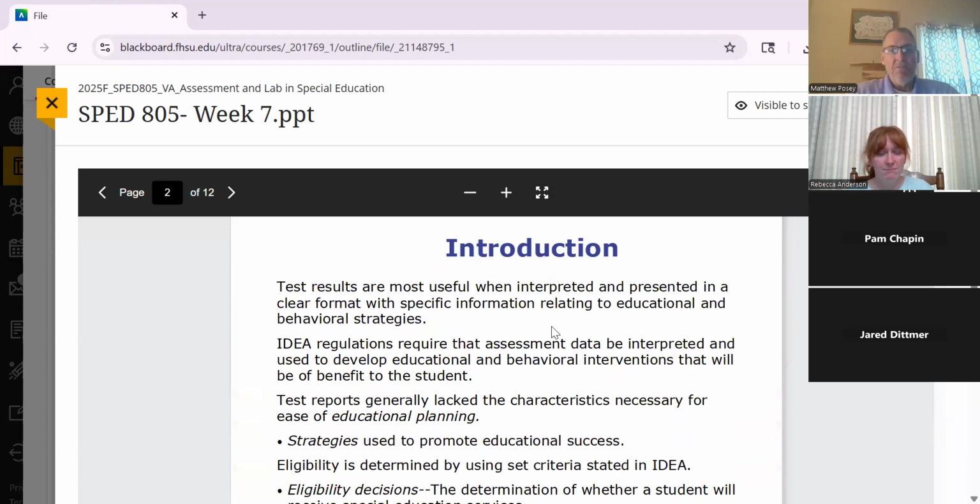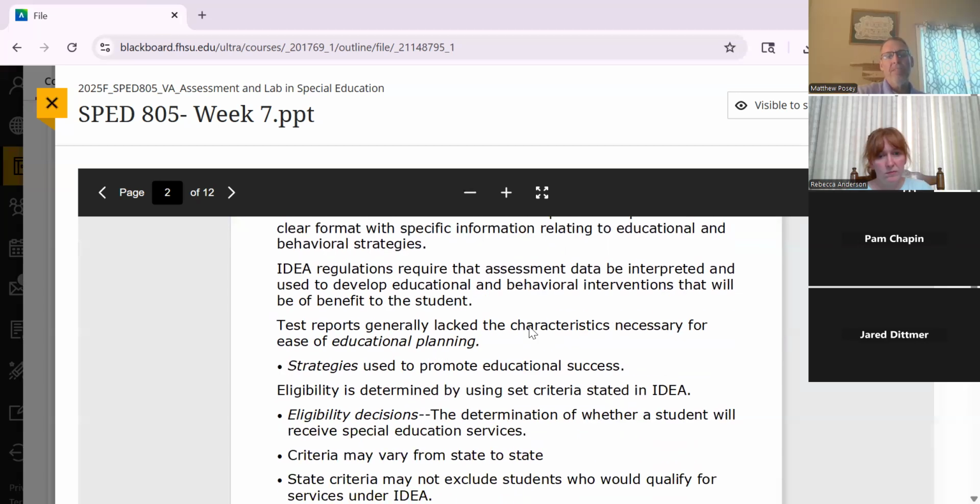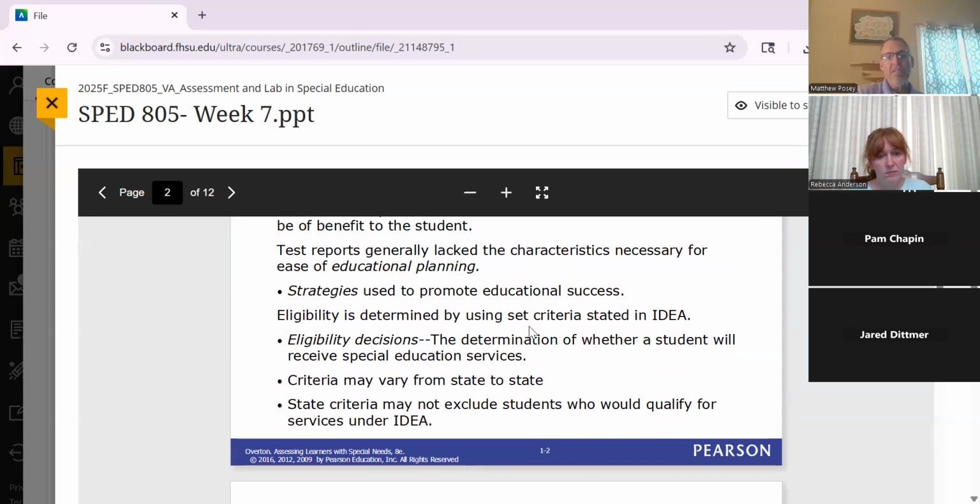Okay. So a little bit about test results, how we use those to determine eligibility, and how we go in and interpret some of that information. It's more on norm reference assessments, and then some different strategies that we use. Basically, eligibility for special services is determined by using a set of criteria, and a lot of that comes from observations and data we've collected, and then we go into the assessment process to finalize that data gathering process to determine whether they're going to be eligible for services or eligibility decisions.